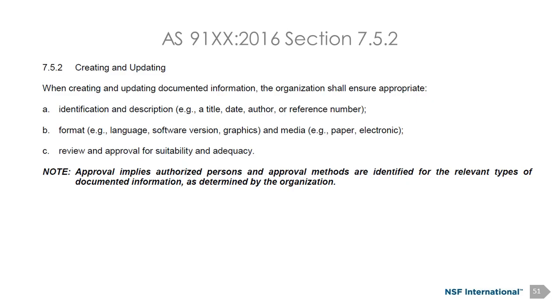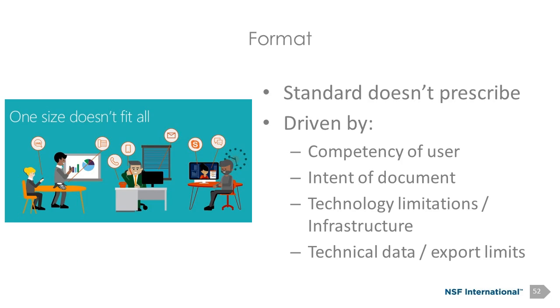Do what's essential for you, but the standard simply says we have to have identification and description. We have to describe or understand the format and the requirements for review and approval for suitability and adequacy. So it doesn't necessarily tell us all of the contents of the procedures. It doesn't tell us how we have to control it. That's all on you. And you get to determine what's appropriate for your business. From a format standpoint, the standard doesn't care. It's driven by competency of the users, the intent of the documentation, the technology limitations or the infrastructure for your company, and any technical data or export limitations you may have.